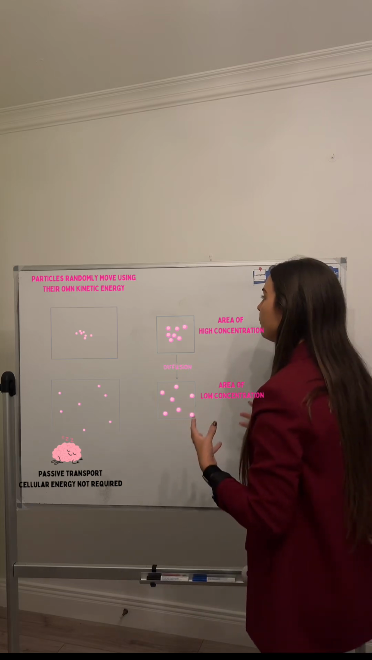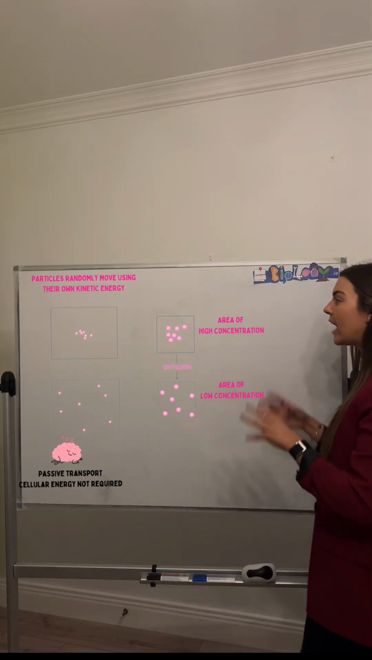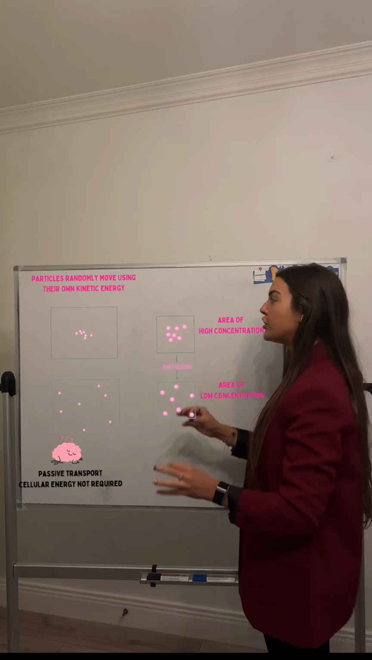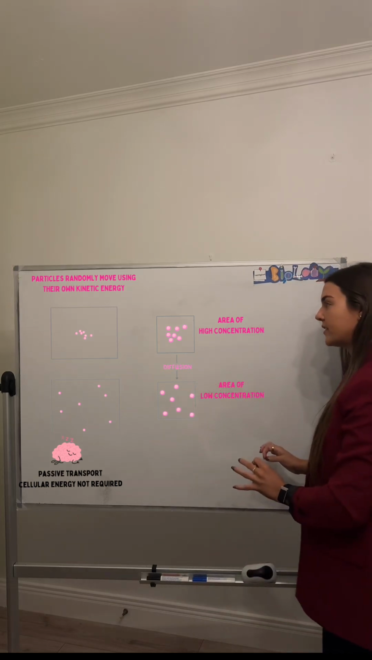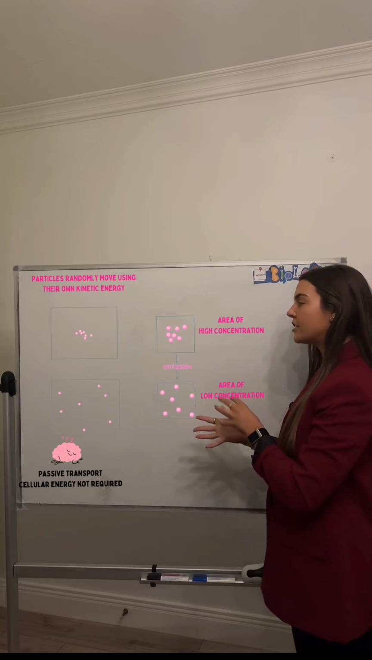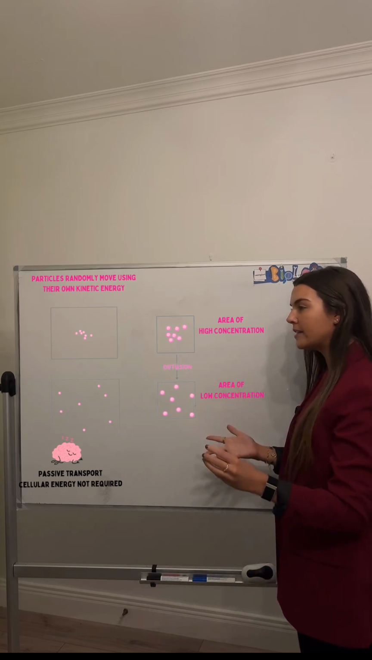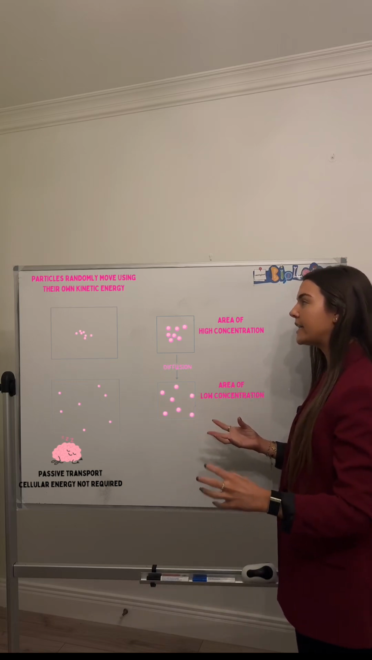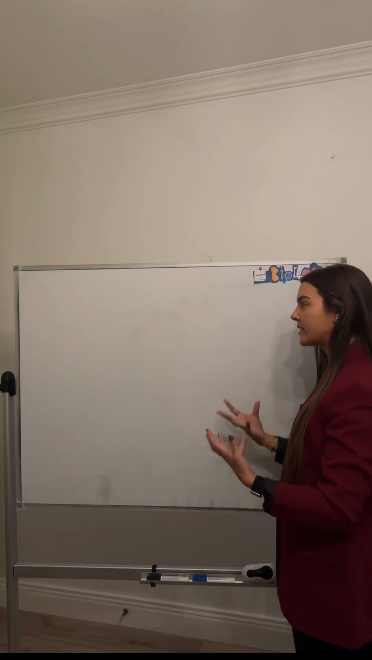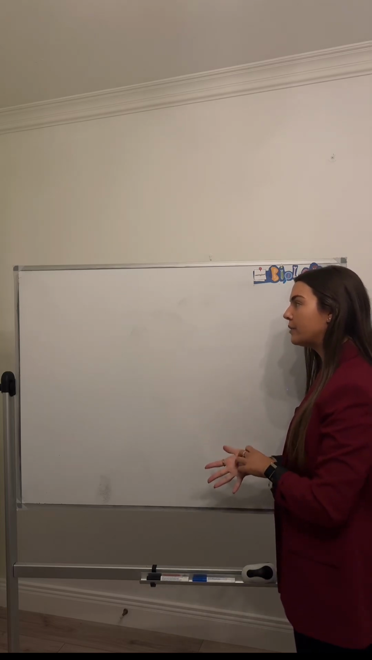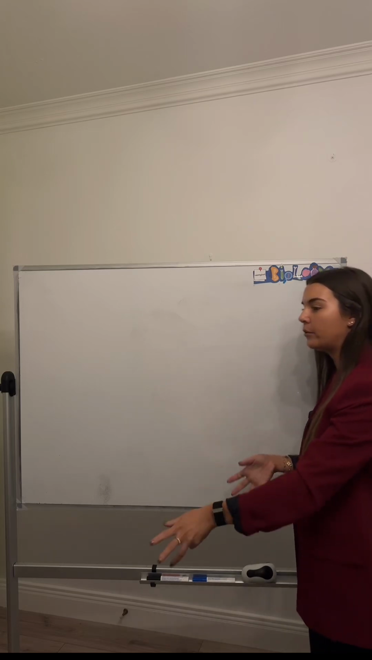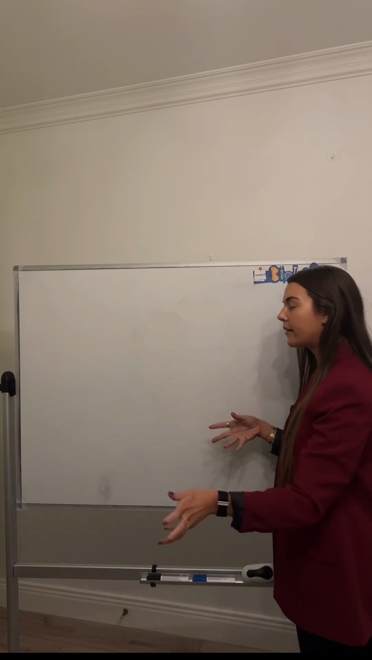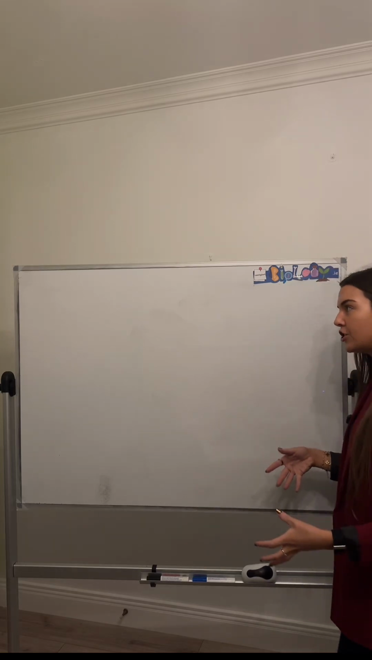Diffusion is the movement of molecules from an area of high concentration to an area of low concentration. Now remember, diffusion is passive transport because the molecules are moving down a concentration gradient. They do not require external energy in order to do that. So imagine water runs downhill. It runs downhill very freely, not requiring energy.